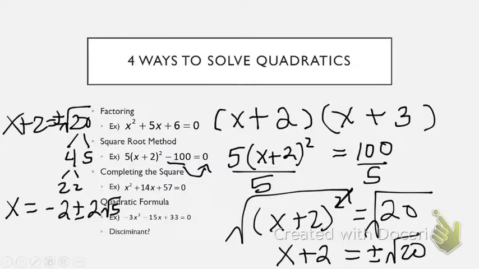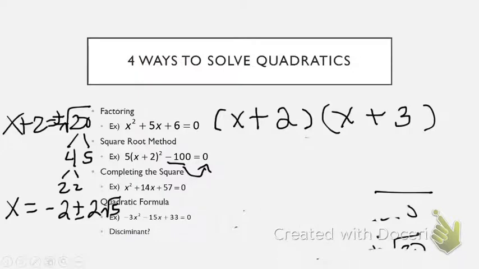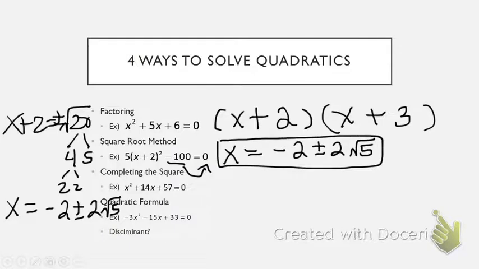Okay, so I'm going to go ahead and erase. Don't freak out. You can pause the video at any time and go back and look at my steps. I'm going to come over here and say the solution to this square root method is -2 plus or minus 2 root 5. And that's my solution with my square root method.